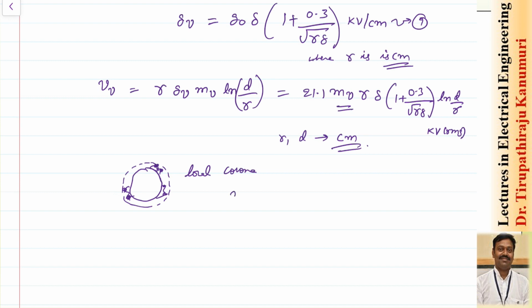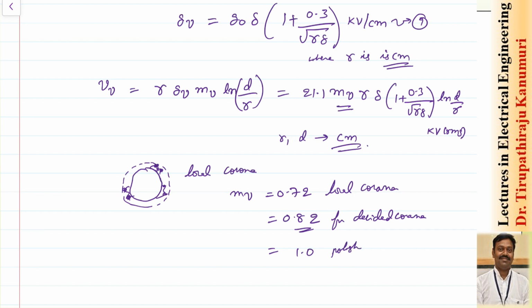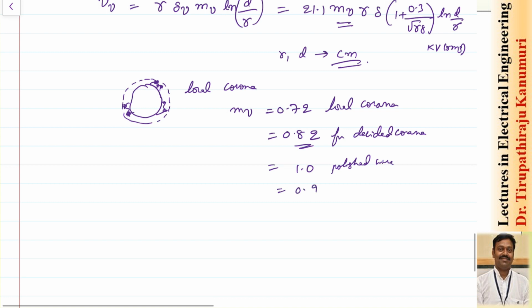So we can tell this value of mv will be equal to 0.72 for local corona for standard conductors, and this value will be equal to 0.82 for decided corona. Decided corona means the corona will cover the complete conductor, so it should be greater. That's why it is given as 0.82. In the case of polished wire, it will be equal to 1.0 only, like before. This is the case of polished wire, that means without any dust and other things. If the conductor has a little bit of roughness, this value will be 0.93 to 0.98. This is for a rough conductor.